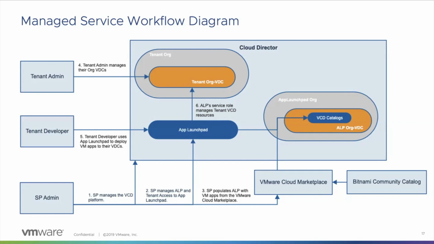And this is how we have a single catalog that can be published to all of the service providers' tenants in vCloud Director. So I'm going to now talk more about that App LaunchPad org, as well as the service role that I just mentioned. And then I'll talk about generally how App LaunchPad constructs map to vCloud Director constructs.